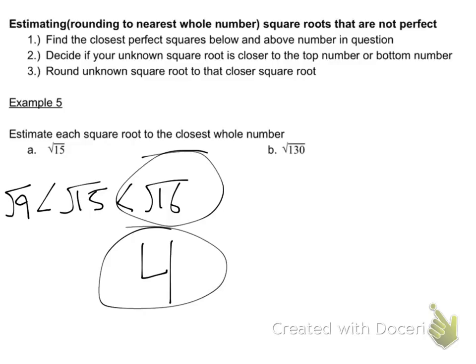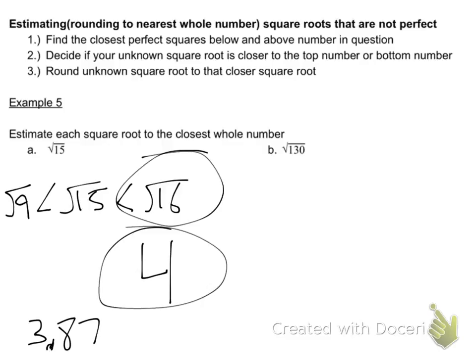Go ahead and take your calculator. Put square root of 15 on there. It's going to end up being 3.887 and so on. If I was to round that to a whole number, it would end up being 4.